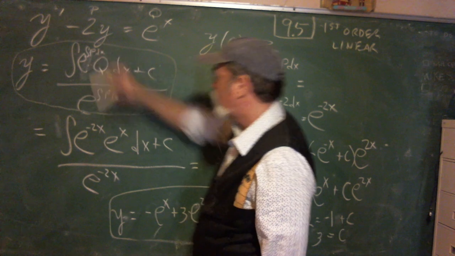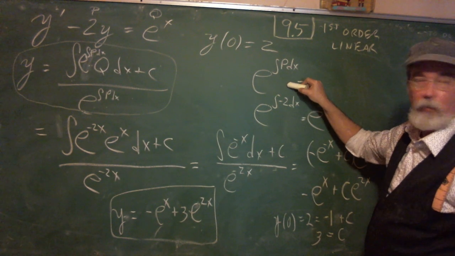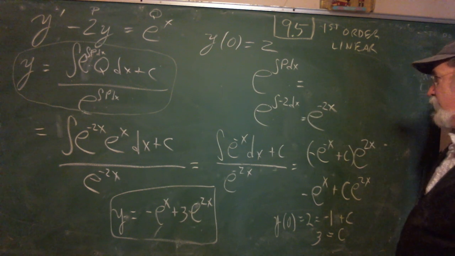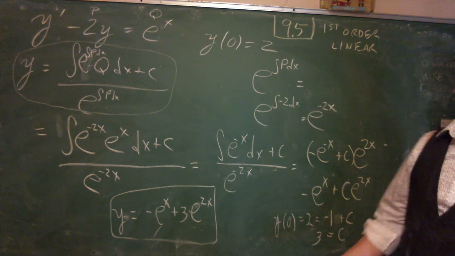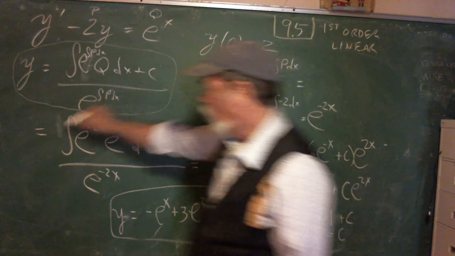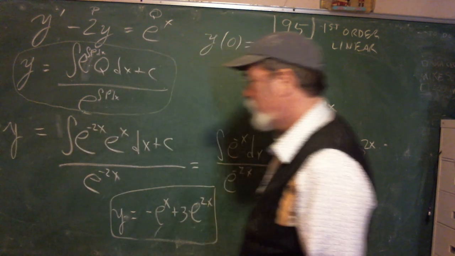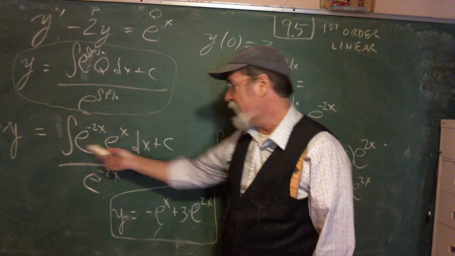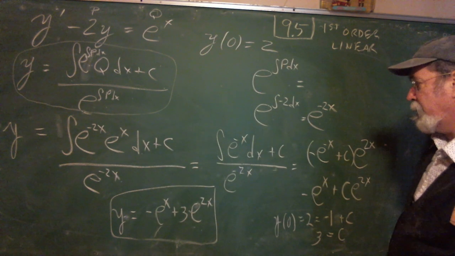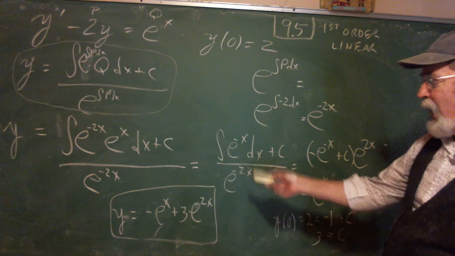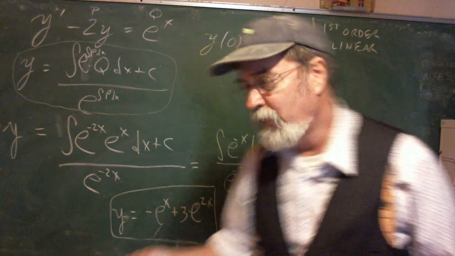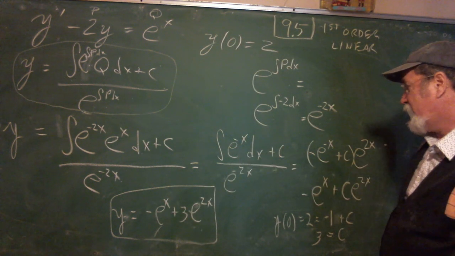So you do e to the integral p twice. So I always run off to the side and do e to the integral p. In this problem it is e to the integral of negative 2 dx. Well, the integral of negative 2 is just negative 2x. So e to the negative 2x. This is y equals, we're getting the solution. Integral of e to the negative 2x times e to the x, dx, plus c, over e to the negative 2x. Just substituting in. Well, e to the negative 2x times e to the x, you add the exponents. Negative 2x plus x is negative x. So I have integral of e to the negative x.